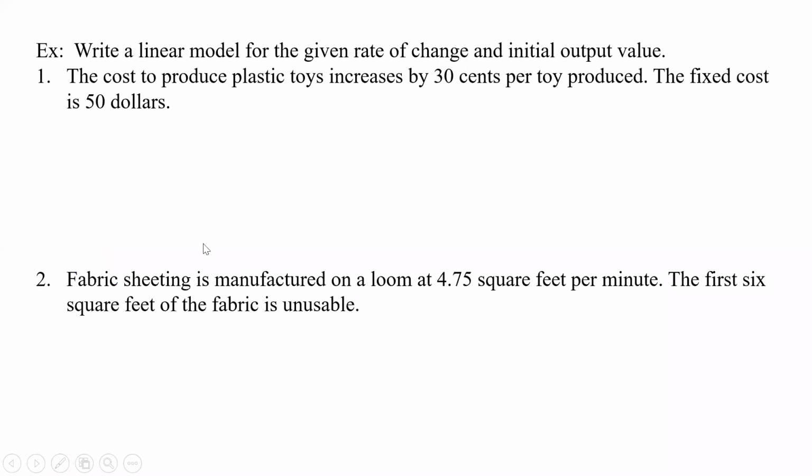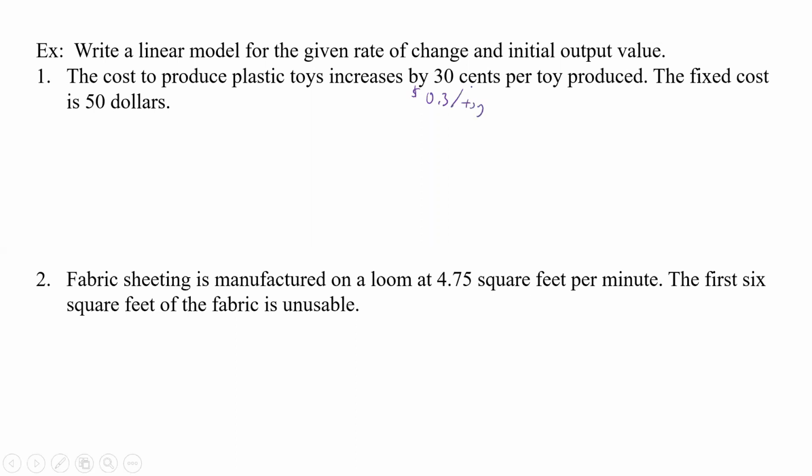All right, so now we're supposed to write a linear model for the given rate of change and initial output value. The cost to produce plastic toys increases by 30 cents per toy produced. The fixed cost is $50. So if we're raising the price by 30 cents per toy and the fixed cost is $50, those aren't the same units. Since dollars is the bigger unit, this is going to be 0.3 dollars per toy.